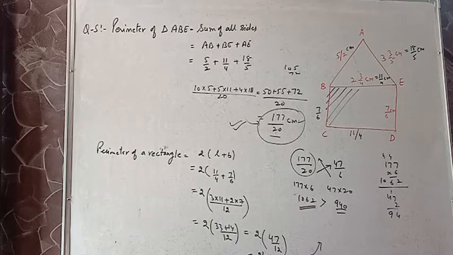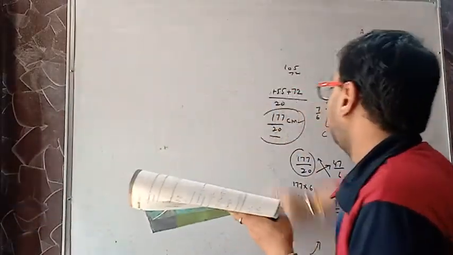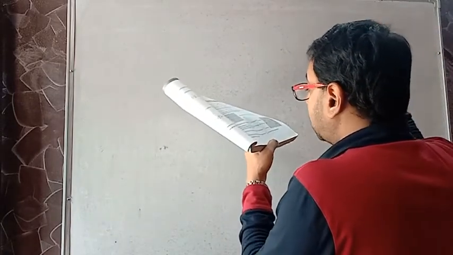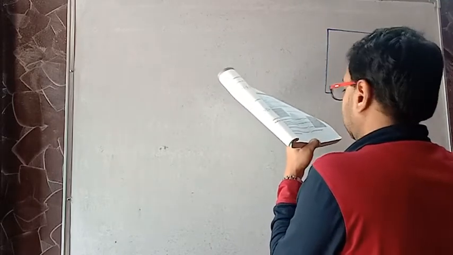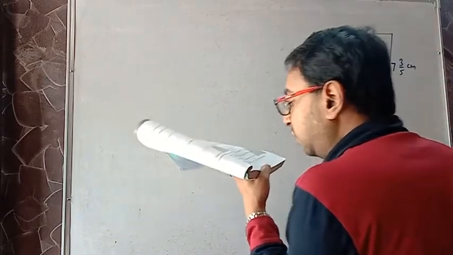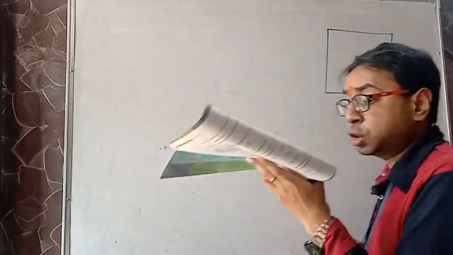Question number 6. Salil wants to put a picture in a frame. Salil is a character, he wants to put a picture into a frame. We have to see what he is doing. The picture is 7 3 by 5 centimeter wide. To fit in the frame, the picture cannot be more than this. How should the picture be trimmed? That is the important question.